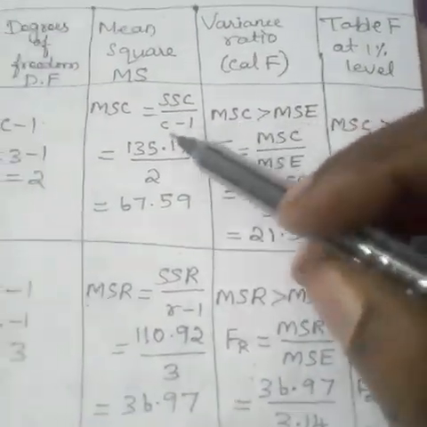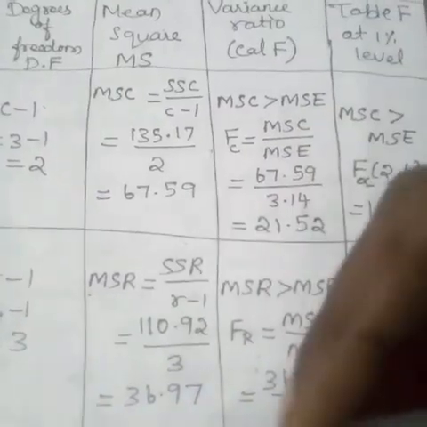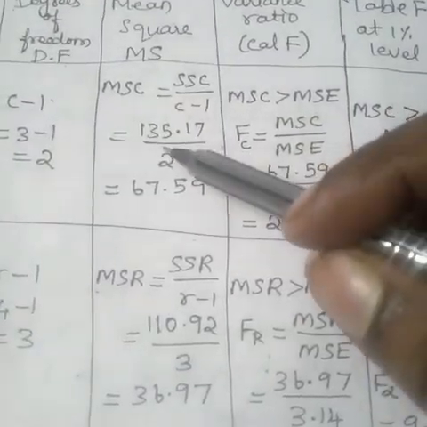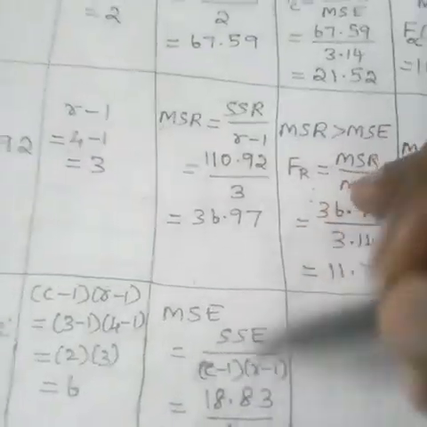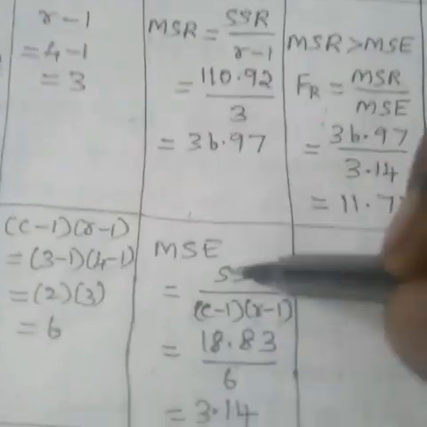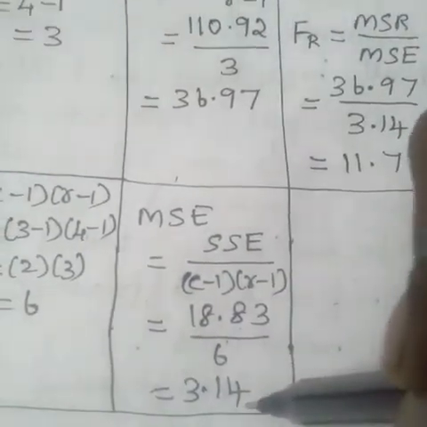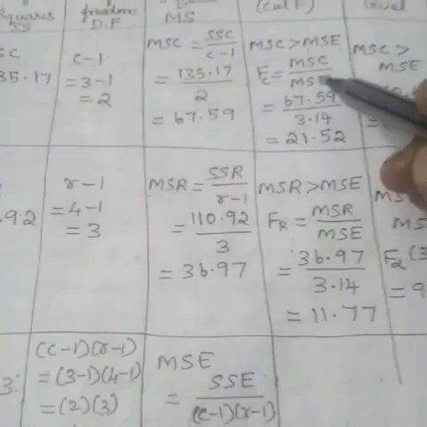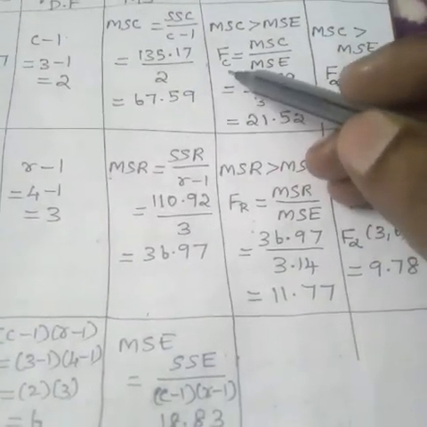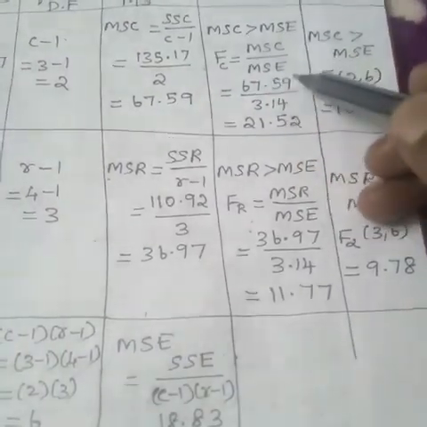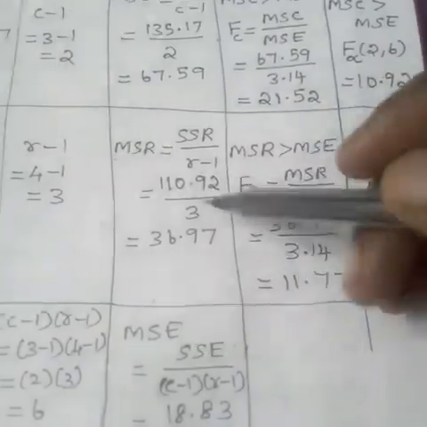Then calculated F, that means variance ratio. Here all the values are compared with the error. That means mean square column MSC is compared with the MSE. So here MSC value is 67.59, MSE value is 3.14. So MSC is greater than MSE. So the formula is F value for columns, FC is equal to MSC by MSE. So we get 21.52, and second, the row value is compared with the error.